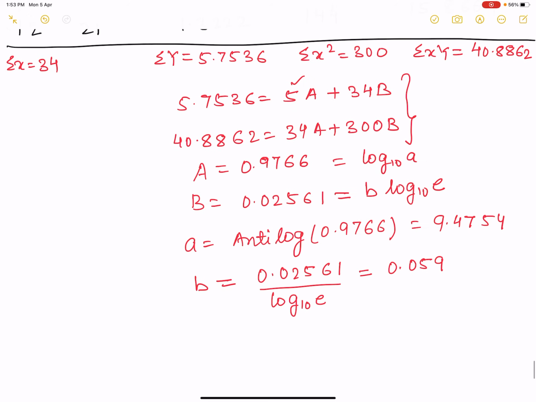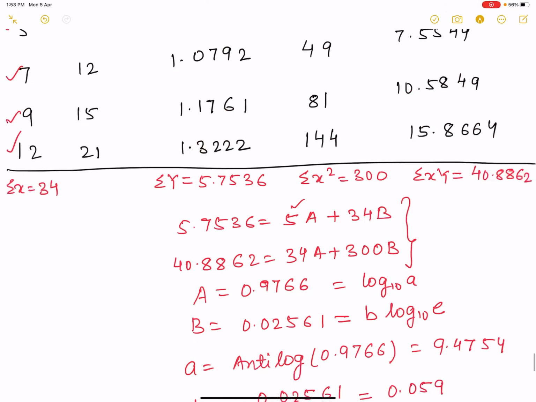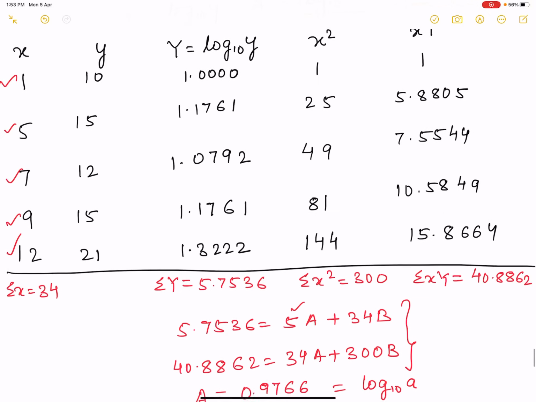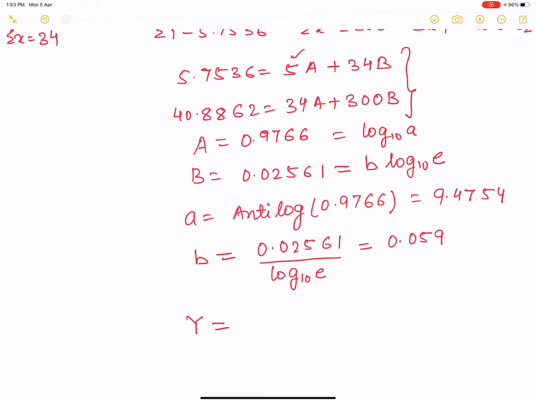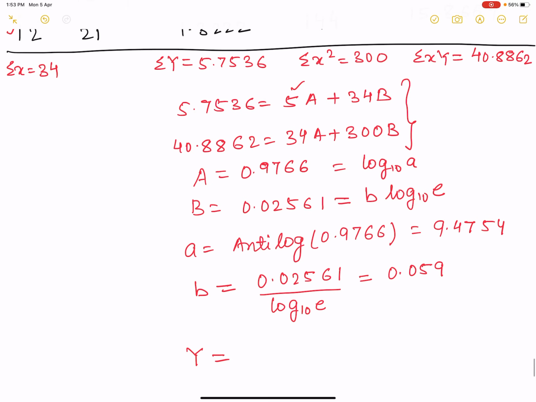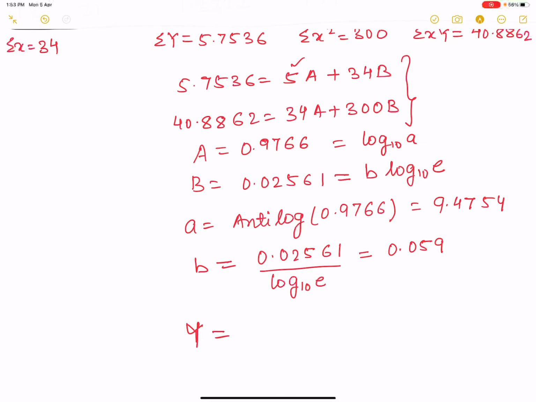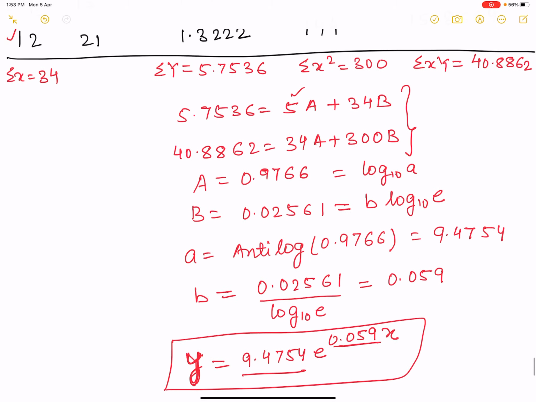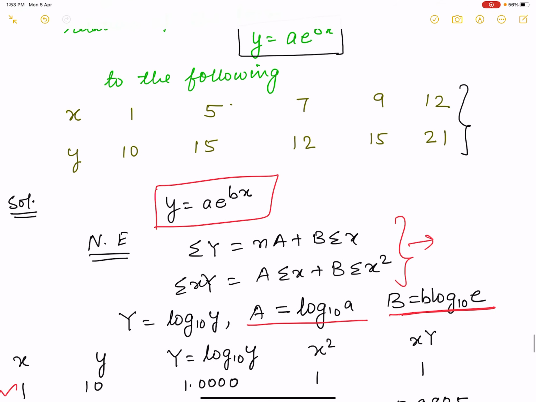Now we have to fit the data to which type of curve? y is equal to a e to the power bx. So let us write the answer, and the answer is y, that is small y, is equal to 9.4754 e to the power 0.059x. So this is the required curve, y is equal to a e to the power bx, which we fitted to this given data.